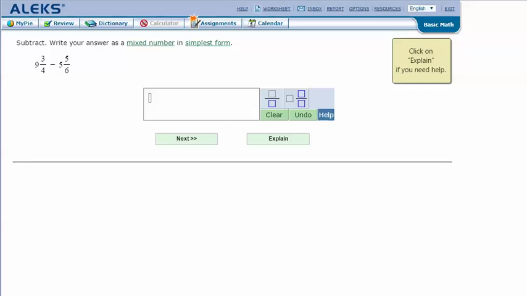Here's an example problem. Subtract. Write your answer as a mixed number in simplest form. 9 3/4 minus 5 5/6. Let's click Explain.